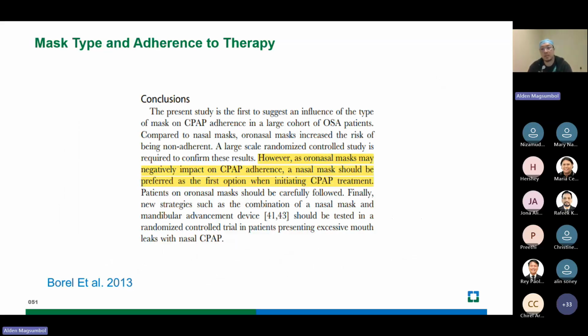This study suggests that nasal mask should be the first choice for initiating CPAP therapy. This is due to the association with better adherence and fewer side effects. When an oronasal mask is used, careful monitoring should be recommended to ensure the patient remains adherent on that mask.